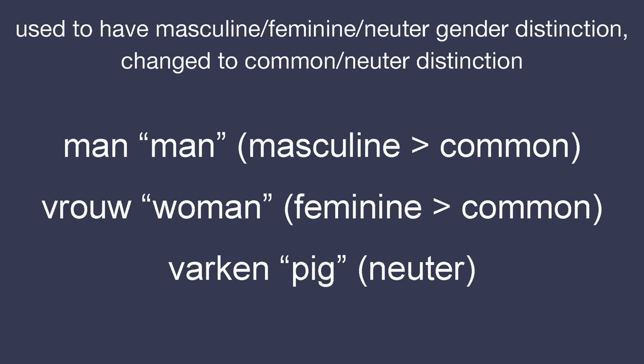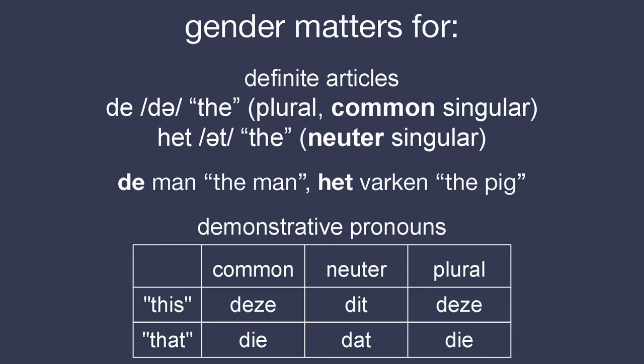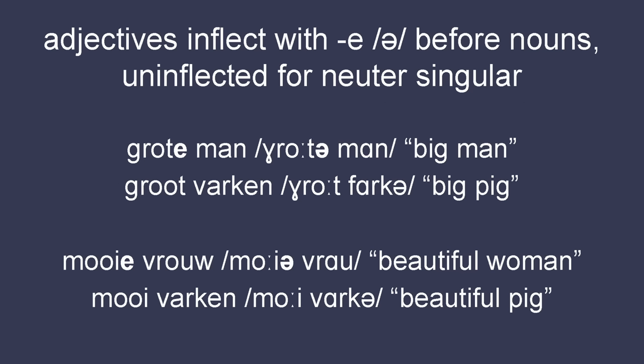As for grammar, Dutch used to have a masculine feminine neuter gender distinction until recently, but masculine and feminine nouns have merged into the common gender, leaving a common neuter distinction. This distinction only matters for definite articles, which are either da or ut, demonstrative pronouns, and for adjective inflection, with all forms having the suffix a, except for those in the singular indefinite neuter.